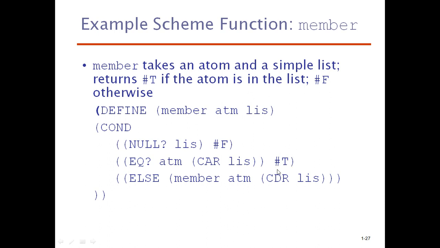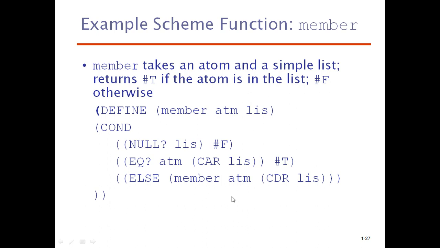Otherwise, what will it do? Else, you have to iterate through the list. Since you have already checked the first element, if the first element does not match the ATM, that is the atom that you have supplied, obviously you have to search the rest of the list. While searching the rest of the list, you have to eliminate the first element. In order to eliminate the first element, we have already seen one function called CDR. So else member, that means you are going to recursively call this member ATM CDR LIS.